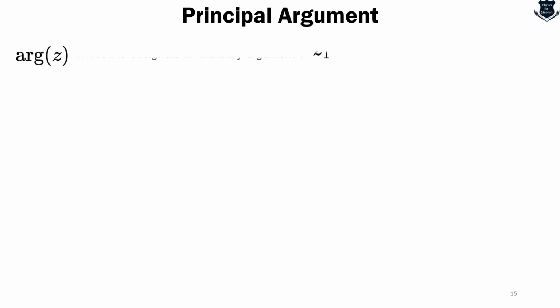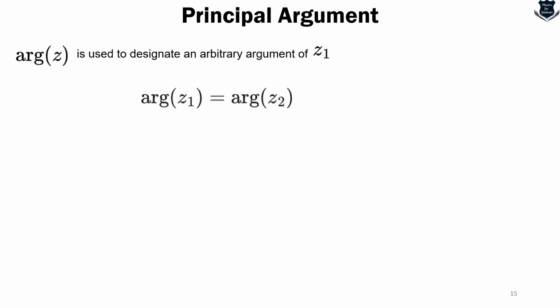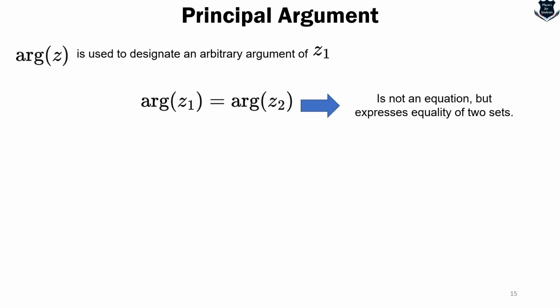what we call an arbitrary argument of z1. What does that mean? It means that arg z is a set rather than a number. That means in particular the relation arg z1 equals arg z2 is not an equation but an expression of two sets. So we can say this is a set rather than a number.